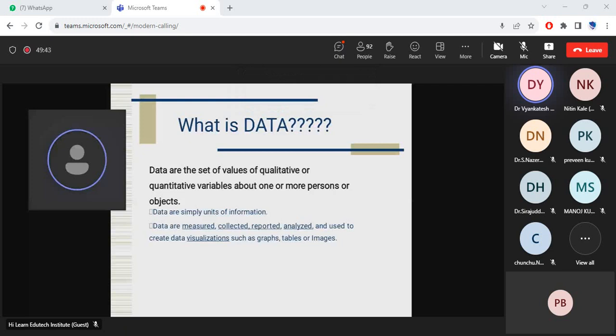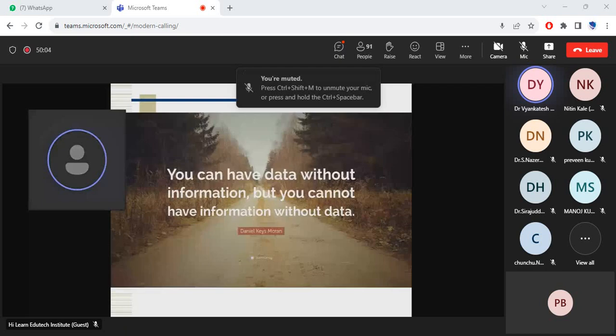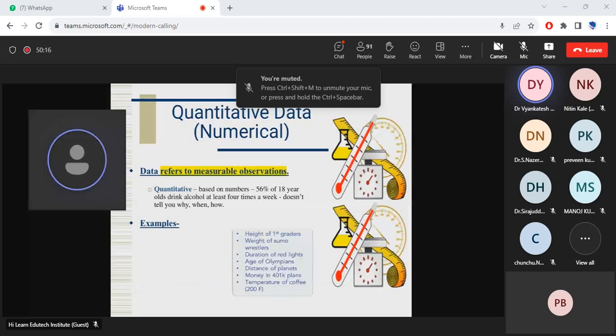So basically you can have data without information, but you can't have any information without data. That makes sense for whatever you are going to be dealing with in that data. Data is of two types: qualitative data and quantitative data.